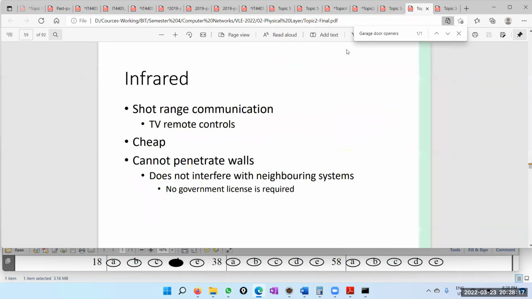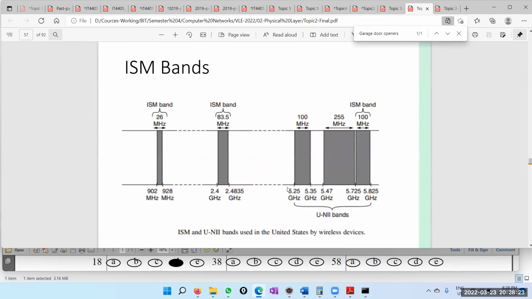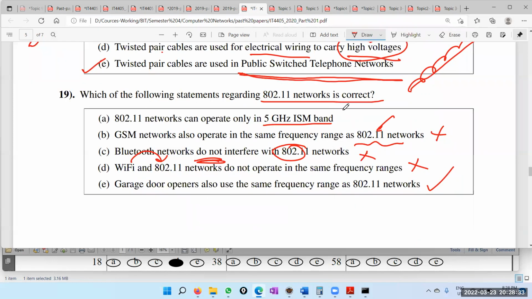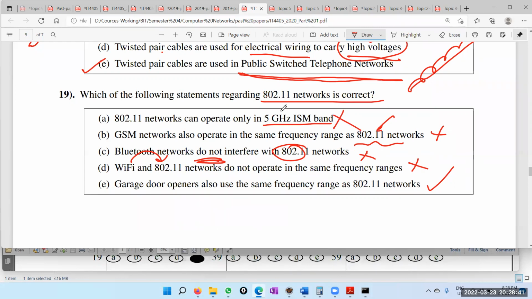The garage openers are left. Right. So there are some other frequencies as well. Even 2.4, right? So there are some other ISM bands. Therefore, let's not take it as the answer. So the correct one is E. Okay. Yes, C. Okay.